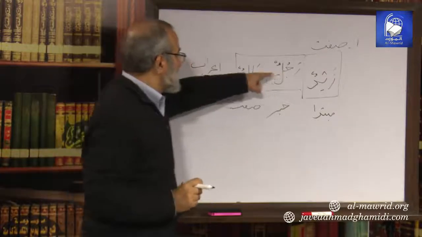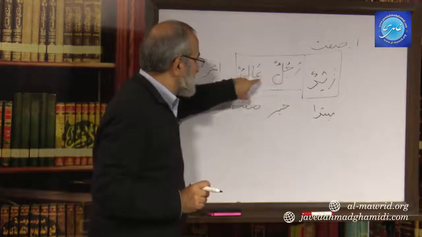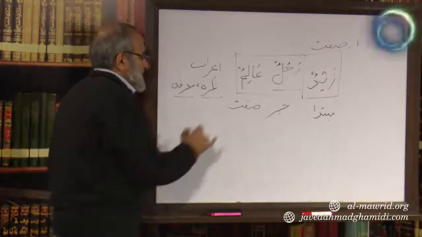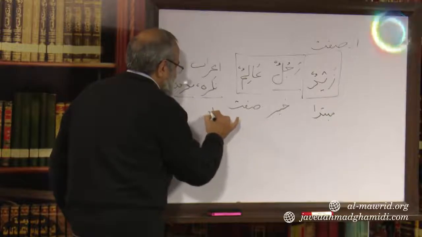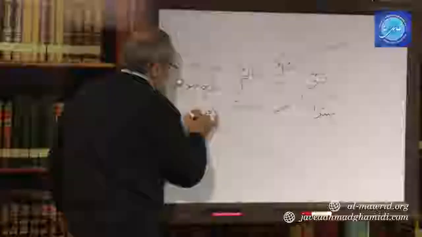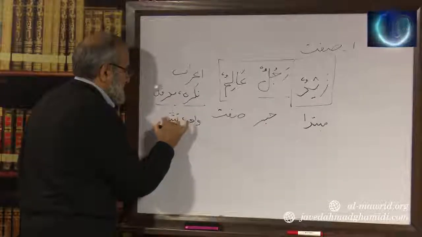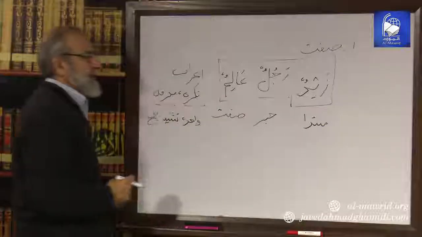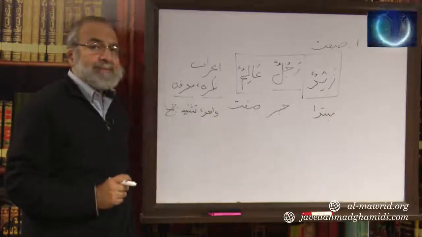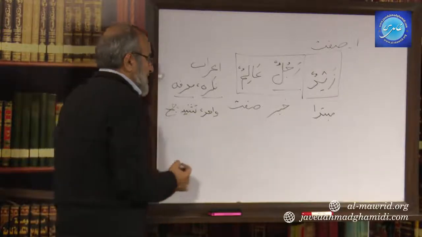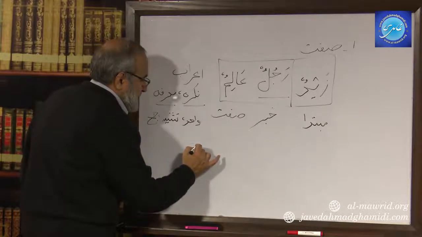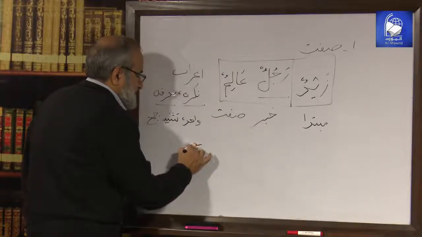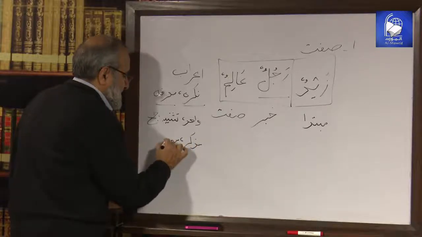because it would not just follow rajulun in its Arab, it is also going to follow rajulun in it being nakira or marifa. Moreover, it's also going to follow it in it being either wahid, or tathniya, which is two, or jama. So that is again another aspect in which it's going to follow its original noun. And a fourth possibility is the possibility of gender. That is, it would either be muzakkar, masculine, or muannas, feminine.